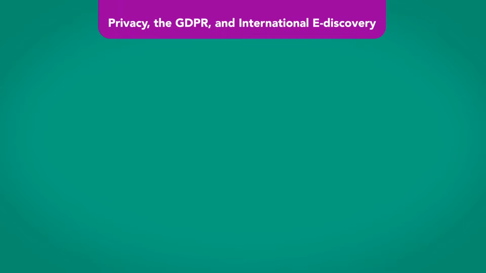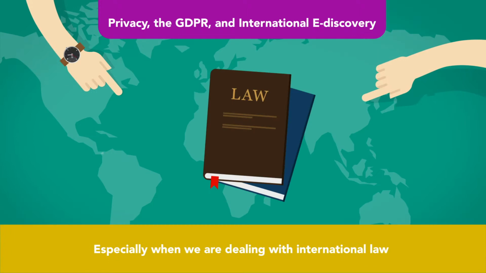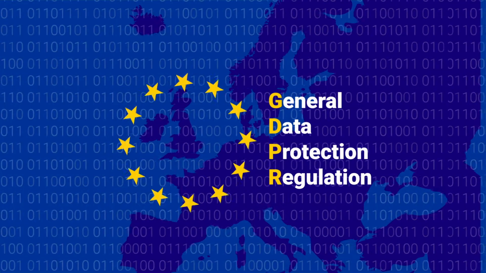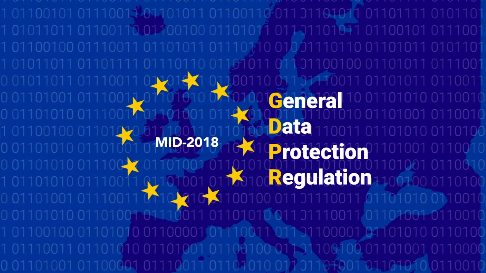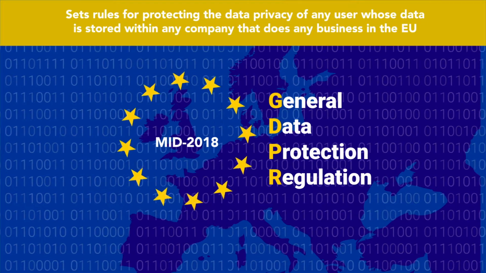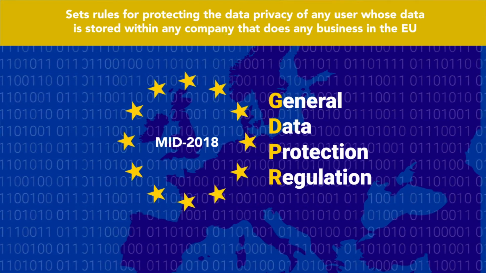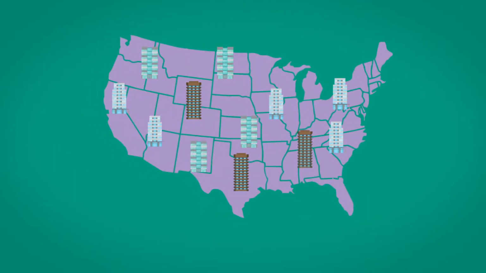Privacy, the GDPR, and international eDiscovery. What happens when ESI is not just evidence, but also the subject of the legal action itself, especially when we're dealing with international law? The European Union implemented the General Data Protection Regulation in mid-2018. The GDPR sets rules for protecting the data privacy of any user whose data is stored within any company that does any business in the EU. This includes many American businesses.